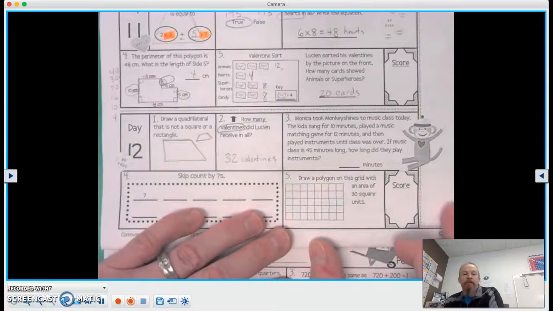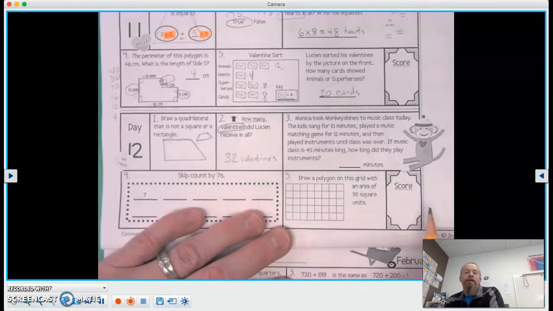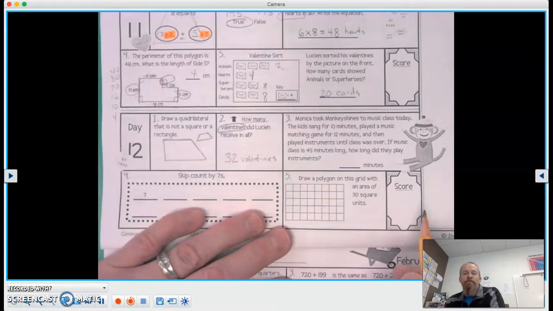Monica took Monkey Shines to music class today. The kids sang for 10 minutes, played a music matching game for 12 minutes, and then played instruments until class was over. If music class is 45 minutes long, how long did they play instruments?